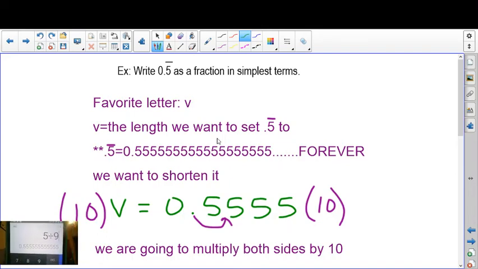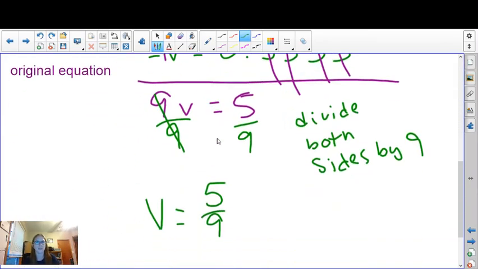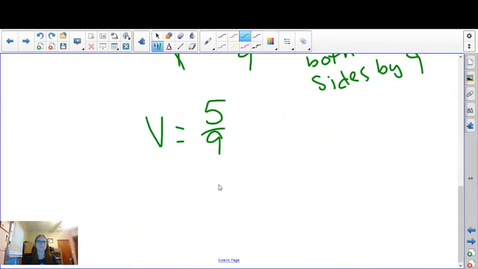I hit equal so you couldn't see my problem anymore. I know, it's so crazy. You wouldn't think that that much work would give me a fraction or that division problem, but it does. When in doubt, always check your work.